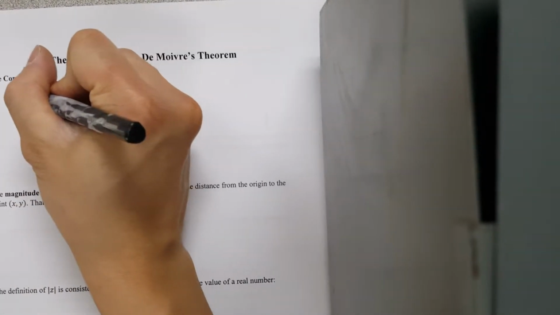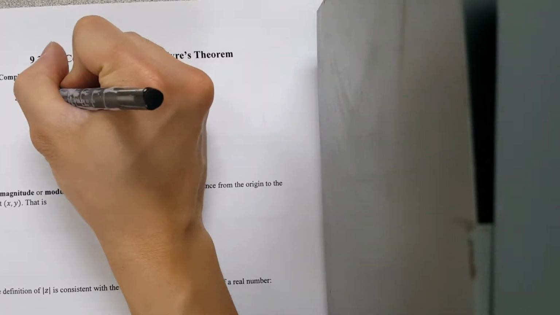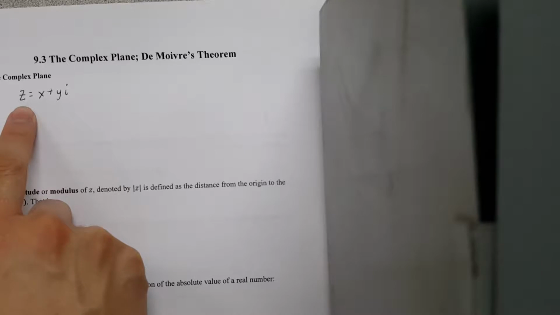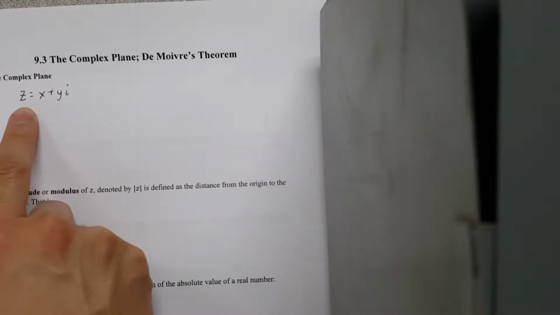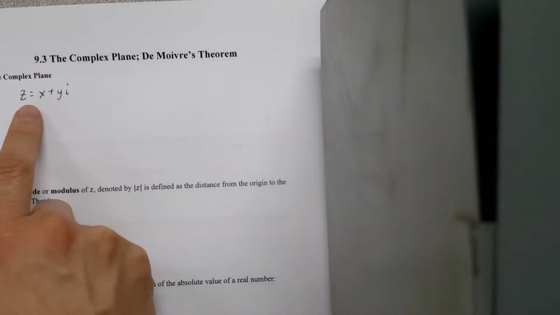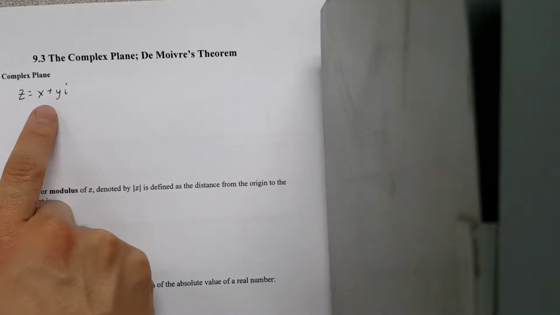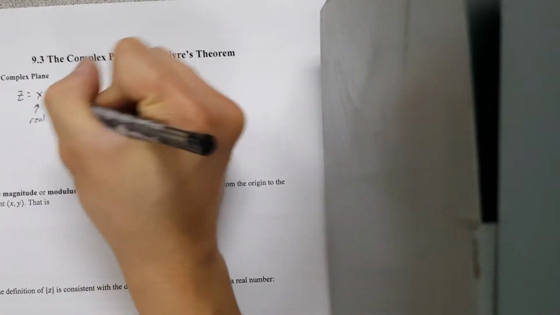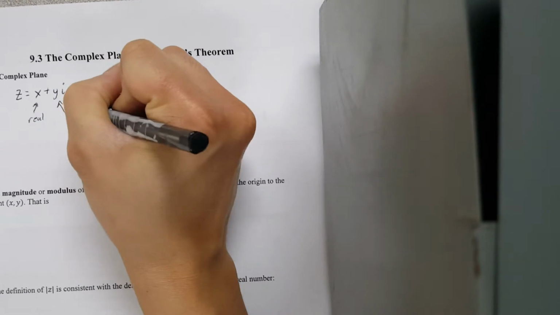Now, a complex number, we can represent it by a real part and an imaginary part. So, for example, we're going to call the complex number Z. In this book, or usually in math, complex numbers are designated by Z. It's equal to x plus yi. Now, this part is the real, and this is the imaginary.